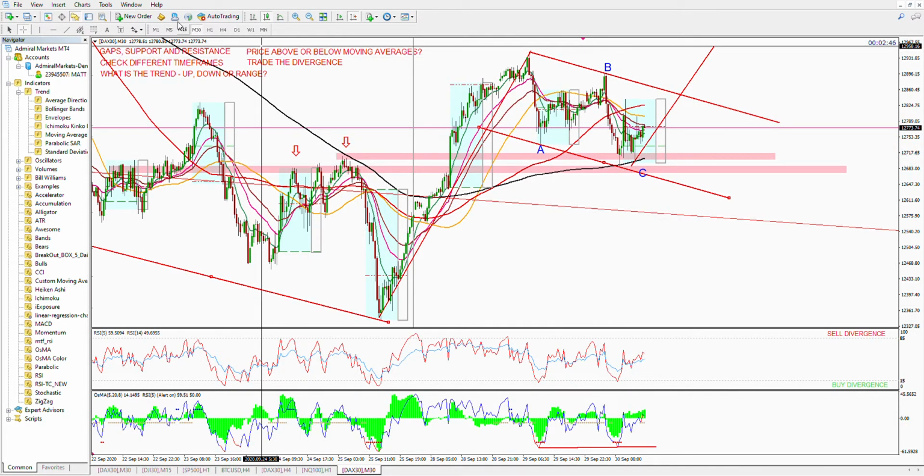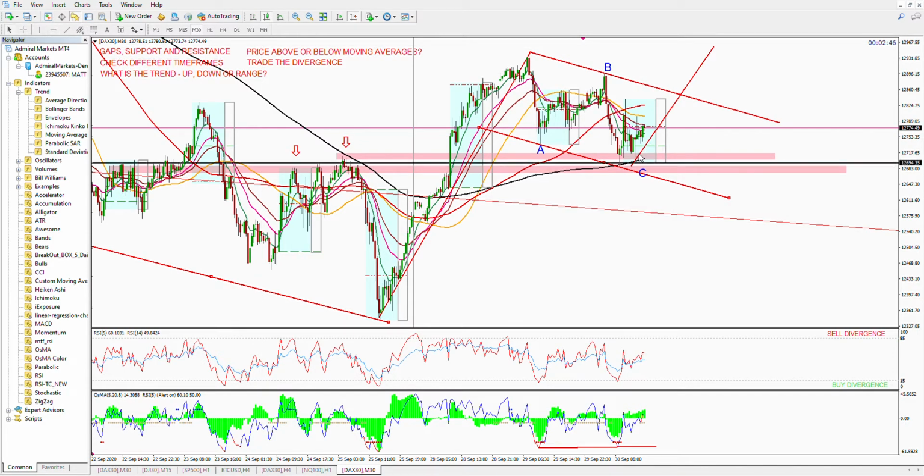If I put a horizontal here, you'll see how it just hit the tops. Now it's questionable whether there is another. It will go back down now. It could do.